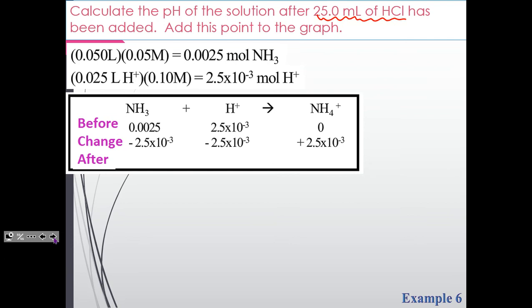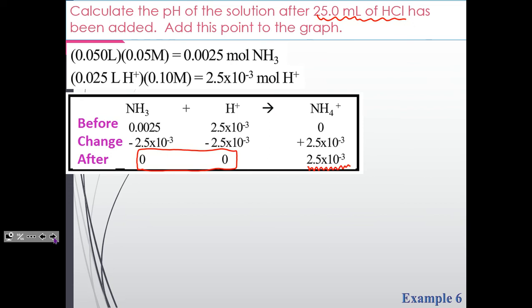So at this point, there is no limiting reactant. We have no excess of reactant anywhere. Both of these amounts end up being 0. So it appears that we have reached the equivalence point. But what do we know about NH4+?